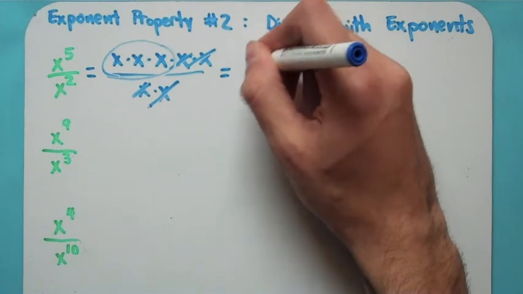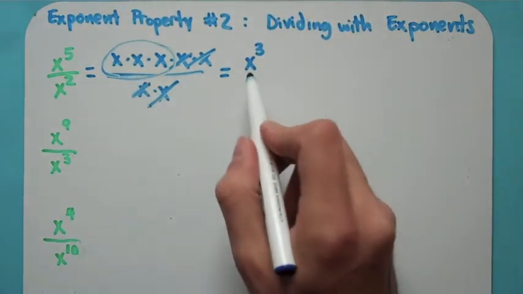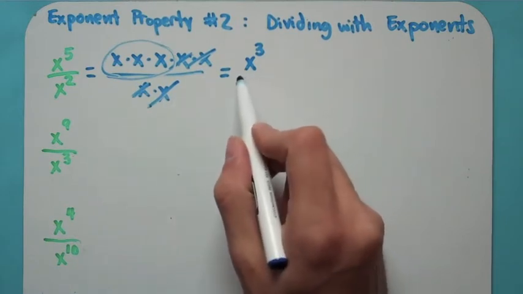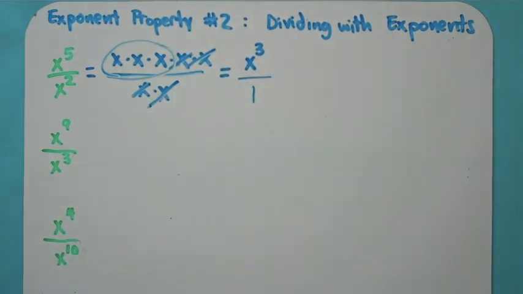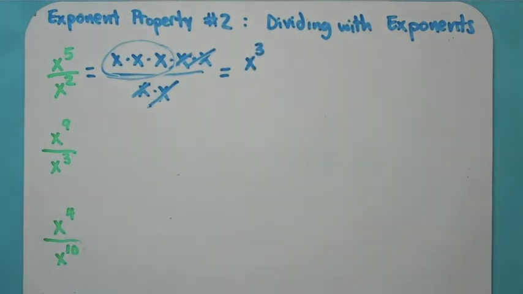So that's going to be an x to the third power, because there are 3 x's being multiplied. And on the bottom here, there's nothing left, so it's really over 1. But like you guys know, when it's over 1, we don't even bother writing it. So the answer to this problem is just x to the third.